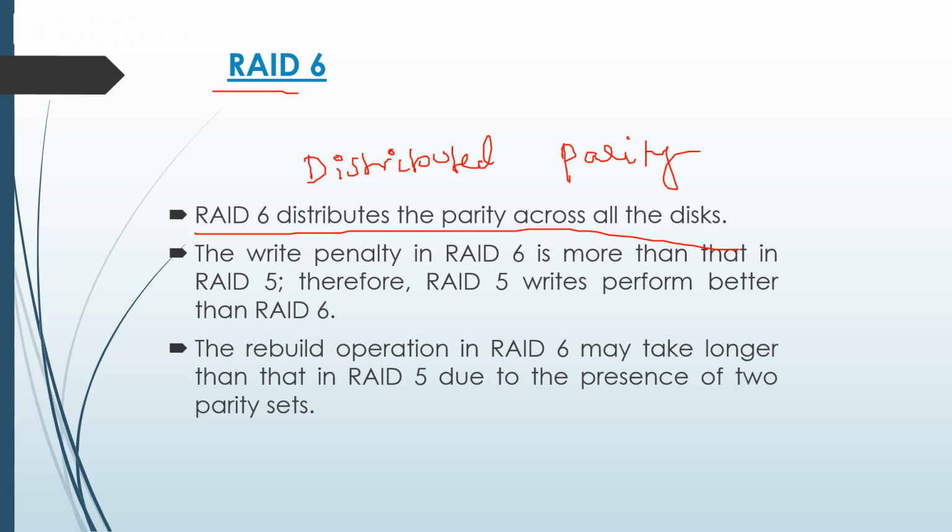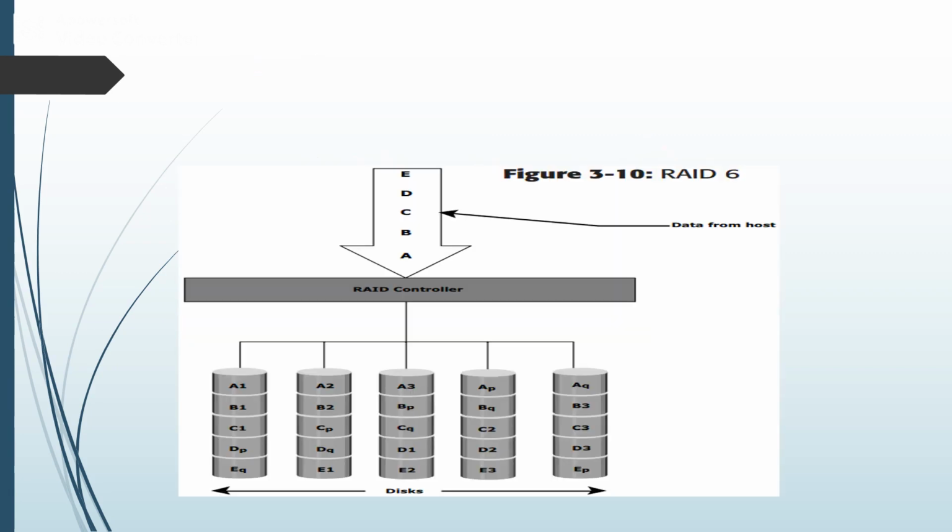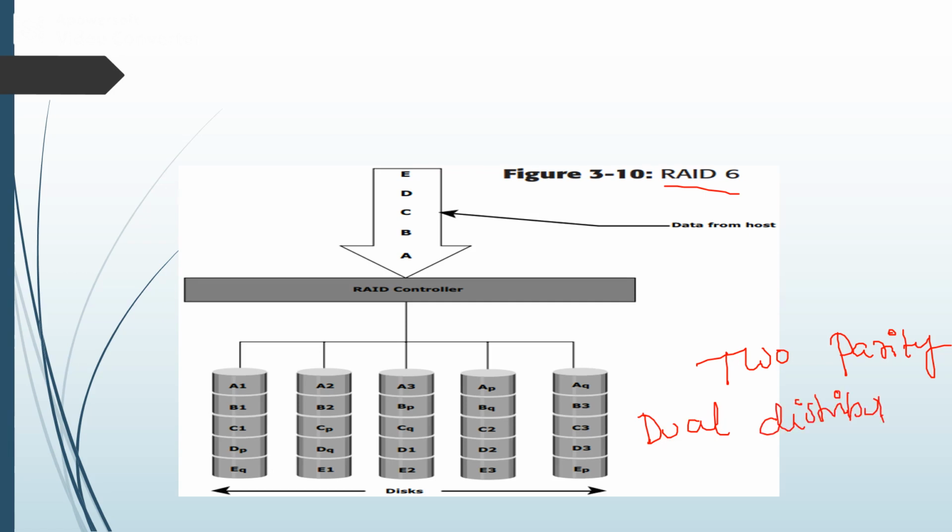The rebuild operation in RAID 6 may take longer than that in RAID 5 due to the presence of two parity sets. Here I can observe that in the case of RAID 6, I maintain two parity values, that is why it is called dual distributed parity.